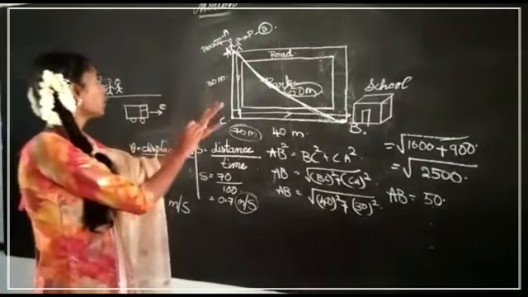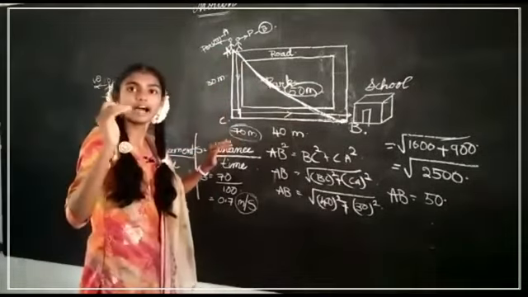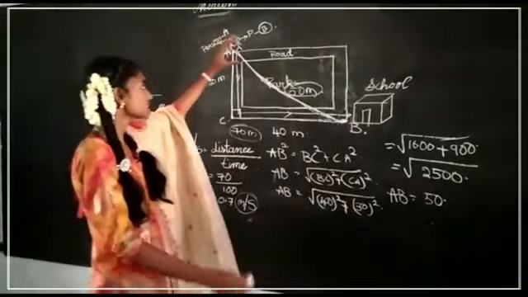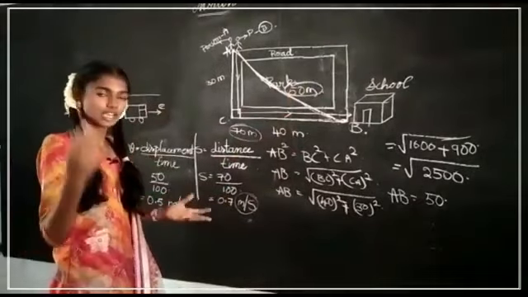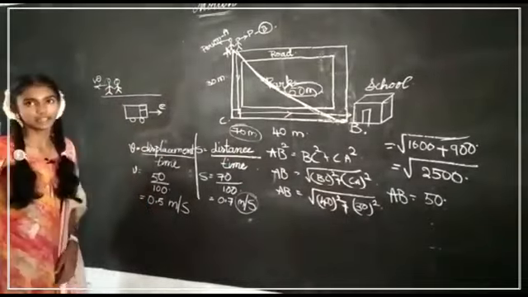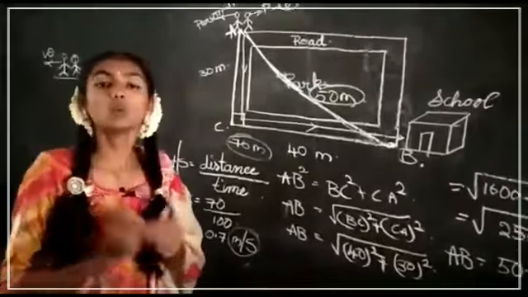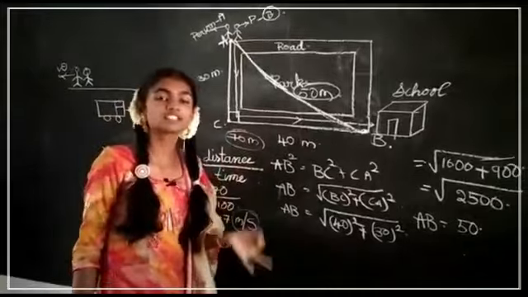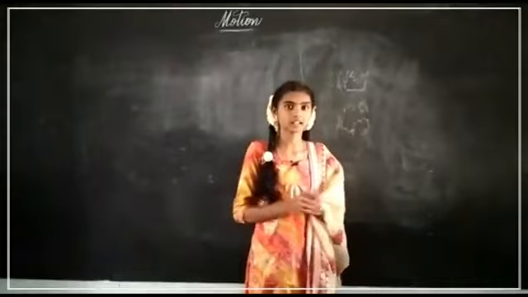So overall, person A travelled 70 meters in 100 seconds with a speed of 0.7 meter by second, and person B travelled 50 meters in the same 100 seconds with a velocity of 0.5 meter by second. So they both came at the same time. By this example, we understood the definitions of distance, displacement, speed and velocity, and we did some problems. Now I will tell you about acceleration.